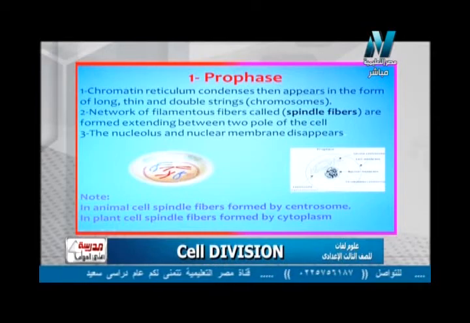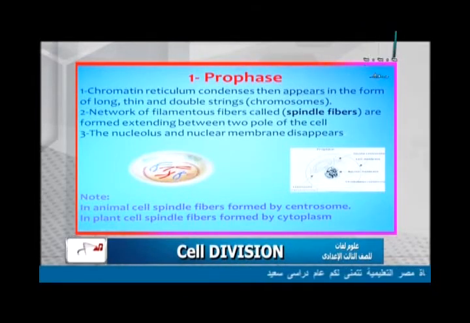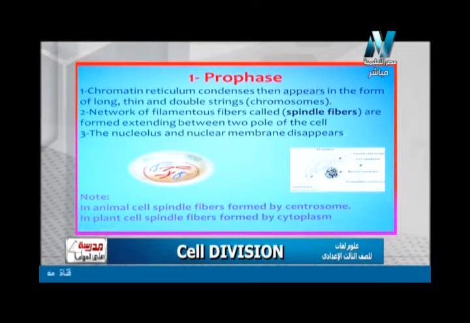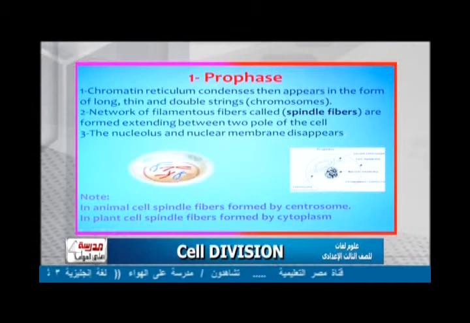Okay, these are the chromosomes; they start to condense and then form the chromosomes. And here are the centrosomes: each one will go to one pole, one to the left and the other to the right, forming the spindle fiber. Here is the fiber, or thread-like shape.